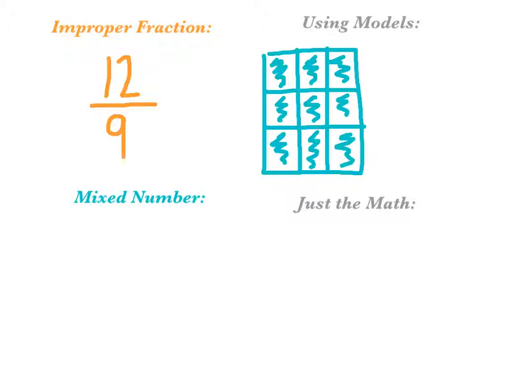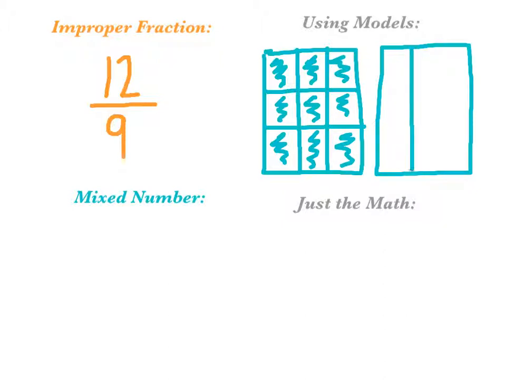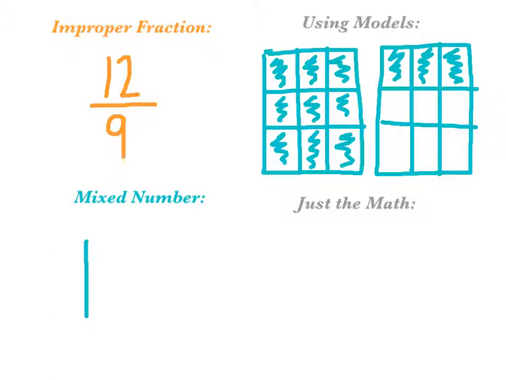Uh-oh. So what do we have to do now? We're going to have to add another array. Try to make it look the same. And shade 3 more. Very good. So now we have 12 out of 9. So using that model, that can really help you get to your mixed number. Because as you can see, I have 1 that's colored all the way in. So that would give me a whole number of 1. And then I have 3 colored in out of how many, Miss Mitchell? 9. Out of 9. Okay. So that's the model way.